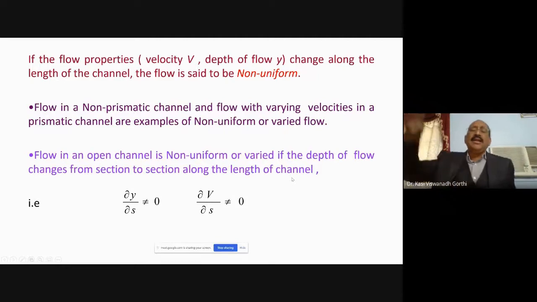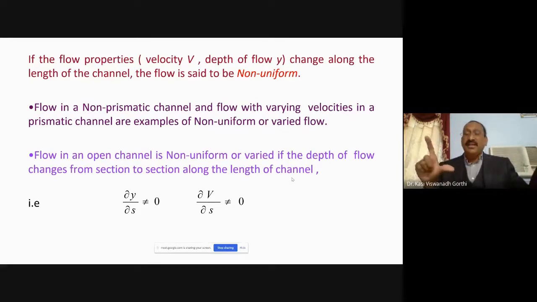So you have a canal, maybe of 4 kilometers. At kilometer 1, kilometer 2, kilometer 3, and kilometer 4, you measured the velocity and the depth of flow at the same point of time. If you found that these are all constant at different sections, then it becomes uniform. If these are all not constant and varying, it becomes non-uniform.